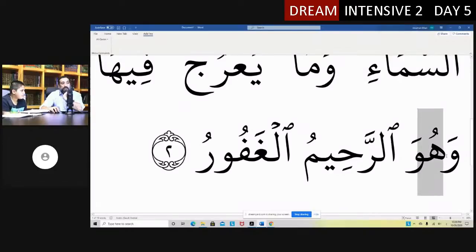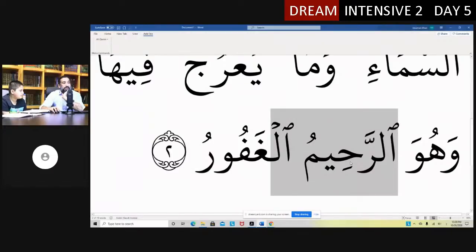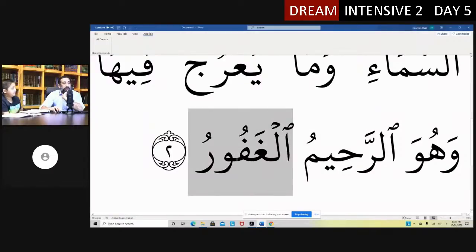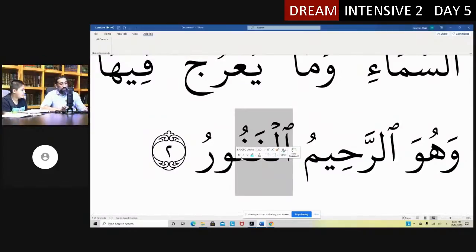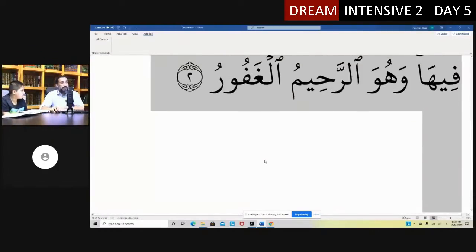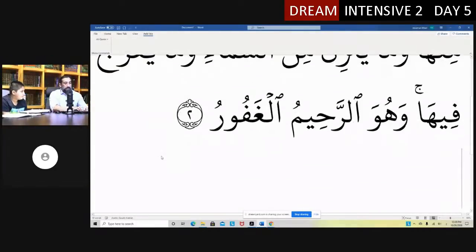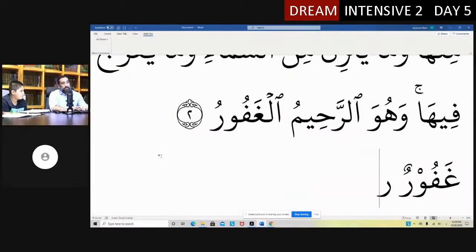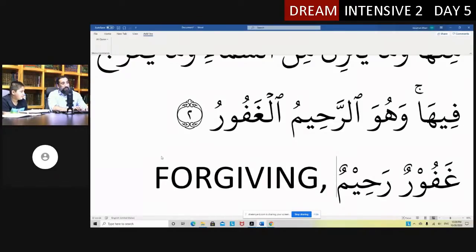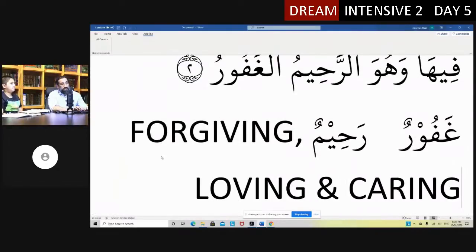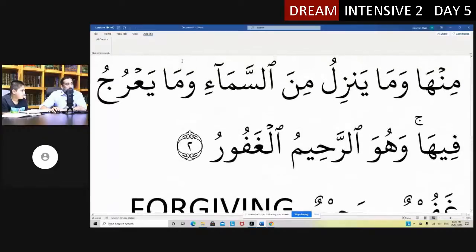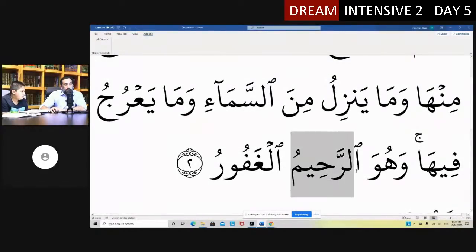وَهُوَ, and He is, the independent pronoun. We translate that as He is. Ar-Rahimul Ghafur, the most loving and caring, the extremely forgiving. Now, this is a unique ayah in the Quran because in over 70 places, Allah says these names, Ghafurun Rahim, which means forgiving and loving and caring. But this is the only place in the Quran where Allah said Ar-Rahim first and Al-Ghafur second. It's different from all the other places.